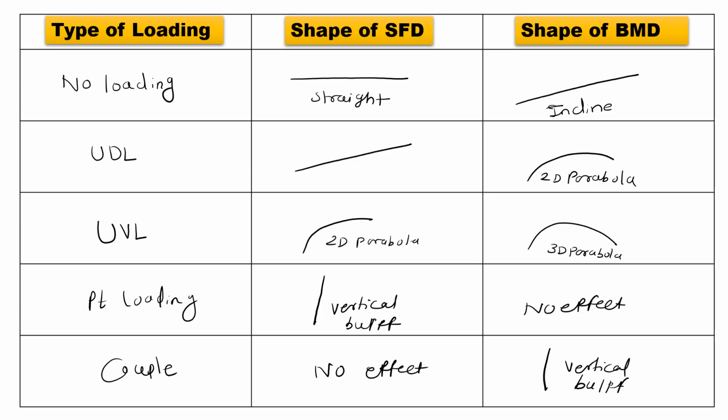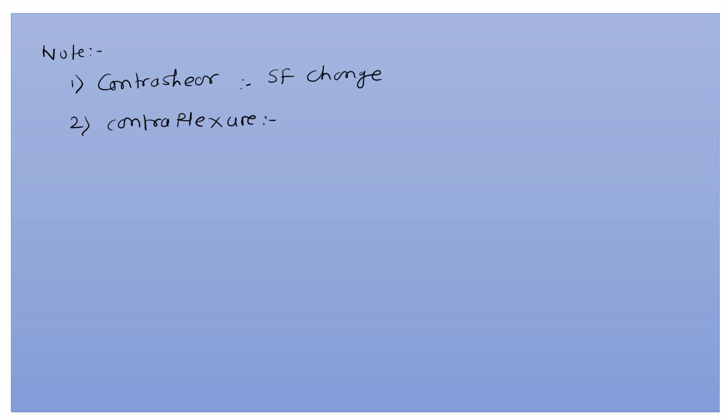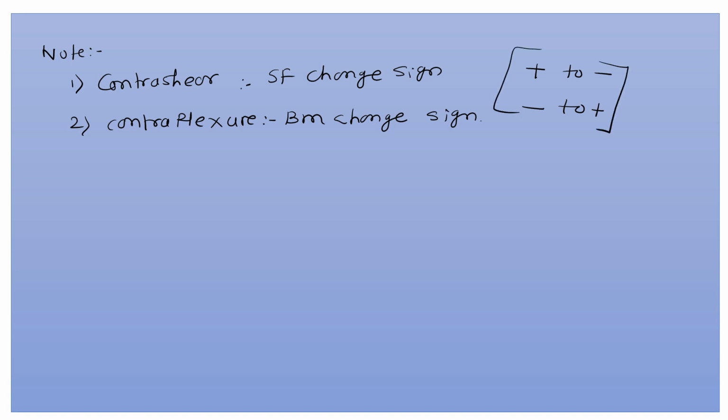Then there are some important points. Please note them. The first point is contra shear, and the second point is contra flexure. Contra shear is related to shear force, and contra flexure is related to bending moment. If shear force changes its sign, then that point is called contra shear, and if bending moment changes its sign, then that point is called contra flexure. Changes its sign means from positive to negative or from negative to positive. This is the convention of shear force and bending moment diagram.